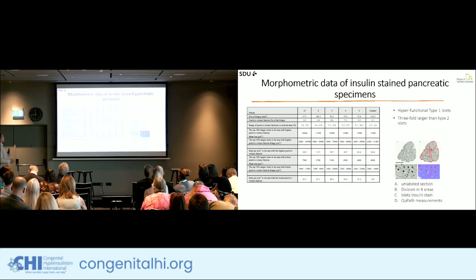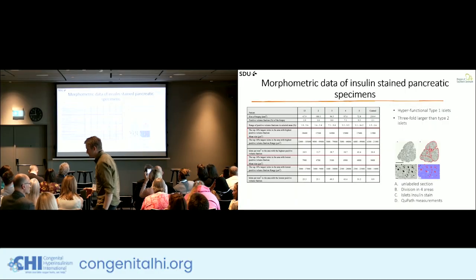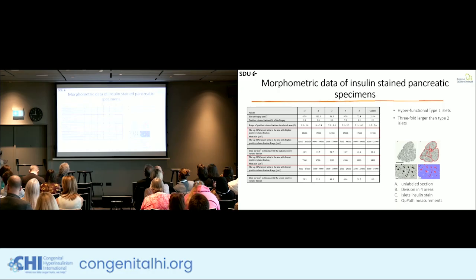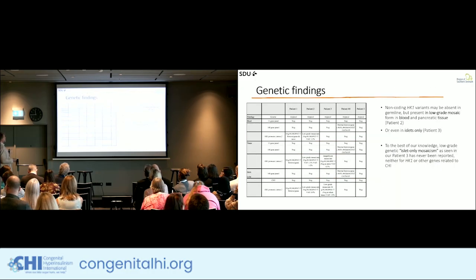If you look into the morphometric measurements of this, you can see that these huge islets are more or less 3 times larger than the smaller islets in the same sample. And if you look into the genetics here, you'll see that some of these patients only have mutations residing in the pancreas, whereas others only have them in the islets themselves.